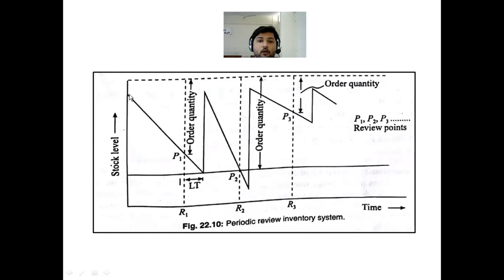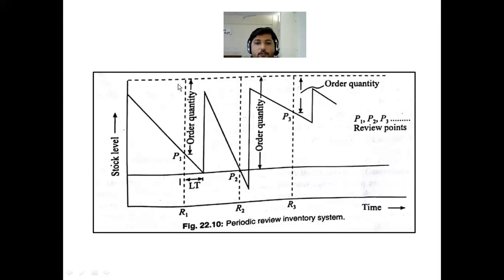Now the consumption: this zigzag line represents the consumption. This horizontal line will showcase the minimum stock level or safety stock level. Once the consumption begins, consumption is going on.